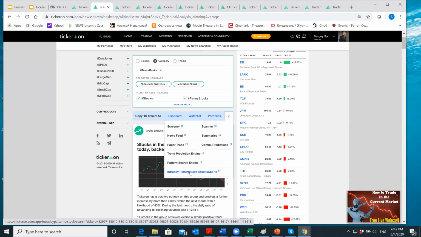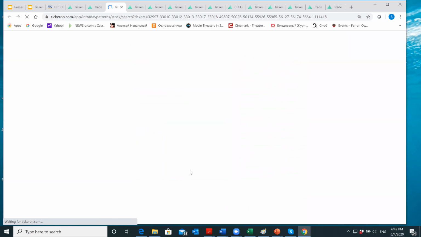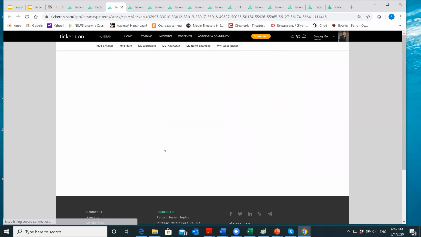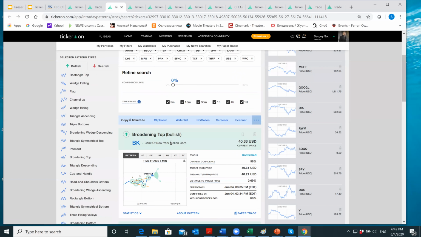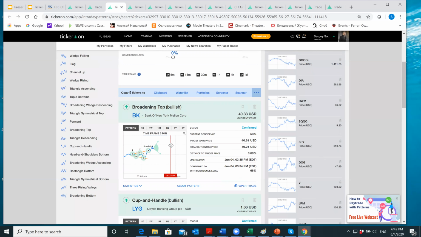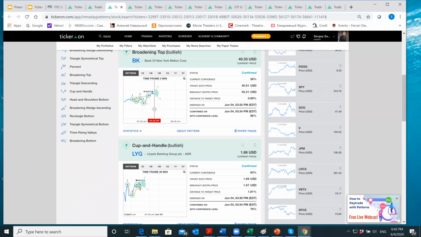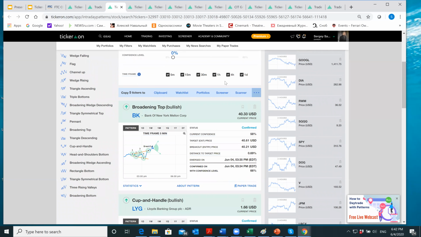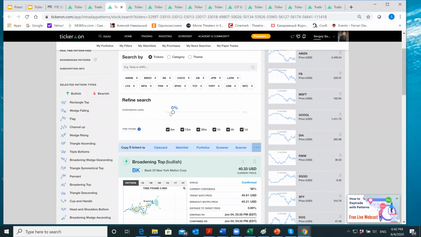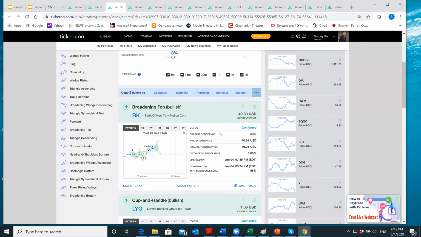You click here. You see it's intraday trading and search for the patterns. So the same 15, okay? And now I have patterns which are found for each of them on different time frames. You see, these are the time frames and pretty much all confidence.